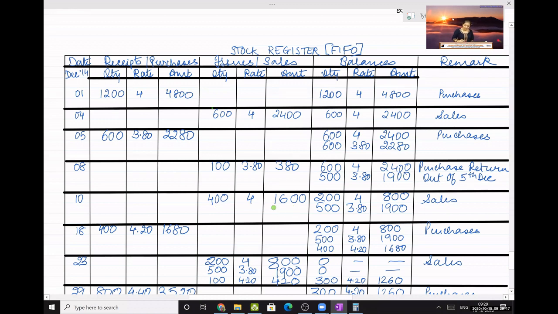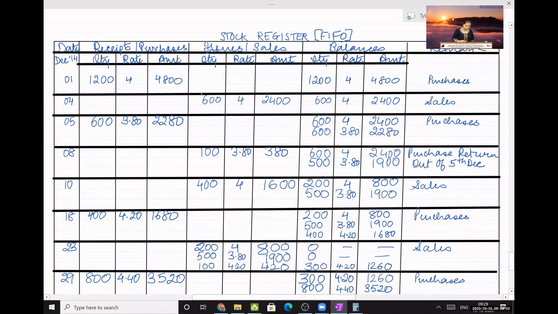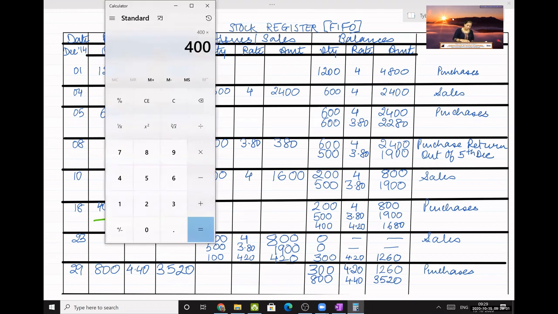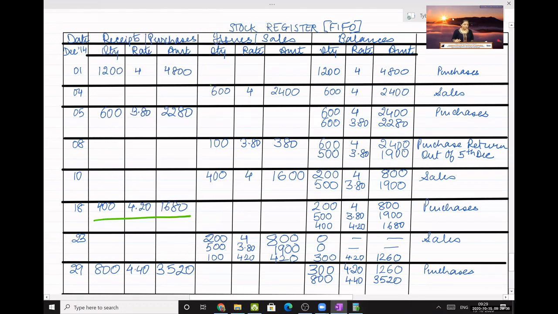Okay, reason may write down sales. Again on 18th there is a purchase, 400 units for 4.2, 1680. ठीक है, एंड देन यू नो राइट, पहले वाला स्टॉक पहले रखोगे राइट, ये रहा 200, देन 500, और जो ये नया खरीदा वो नीचे, बराबर.